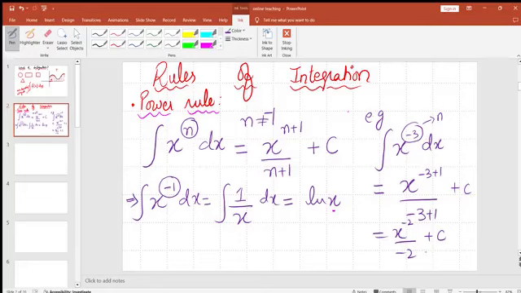And if you want to convert it to the positive power, you can take x to the power -2 at the bottom. It will become 1 over -2 into x to the power 2.